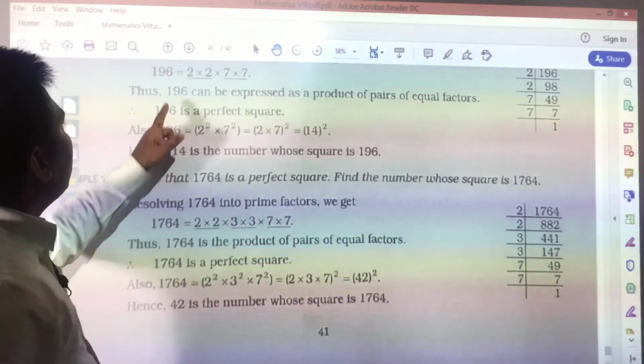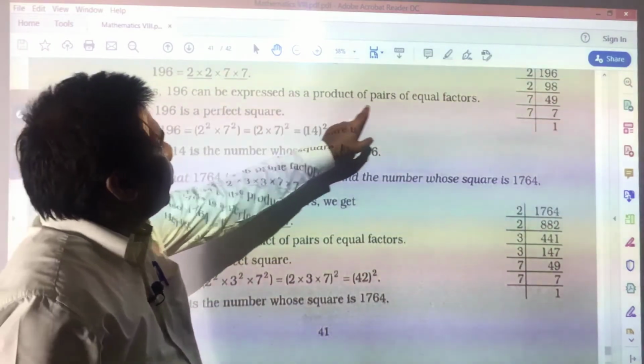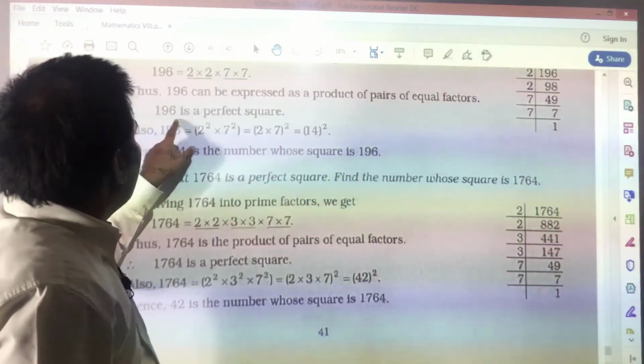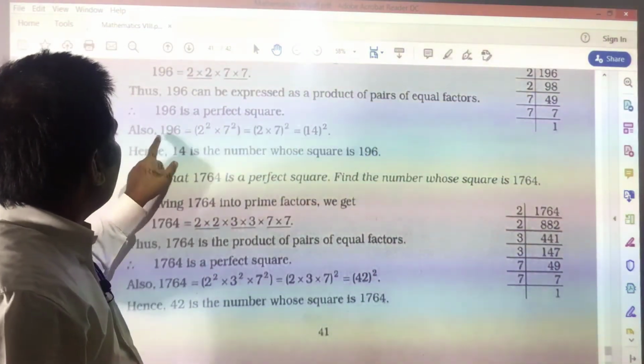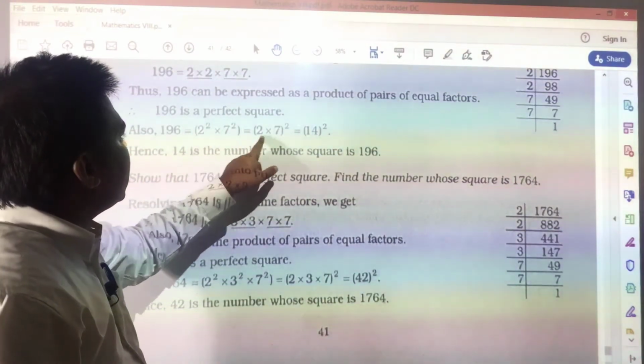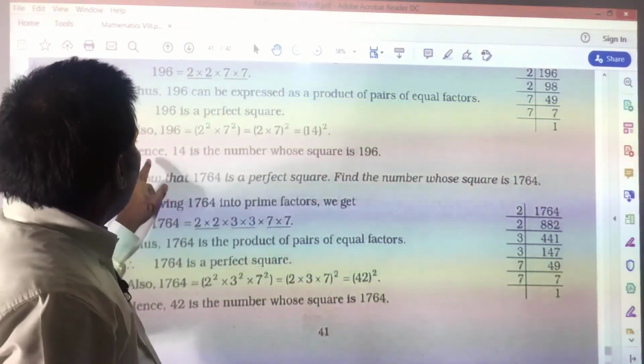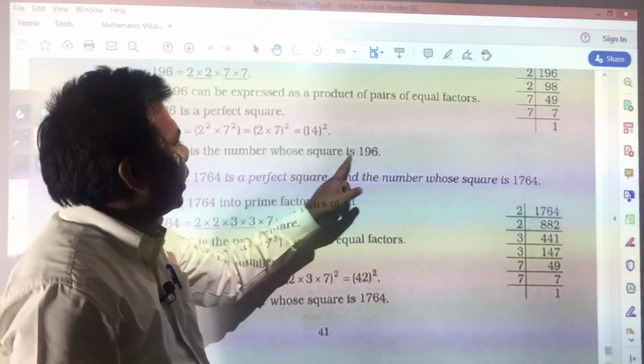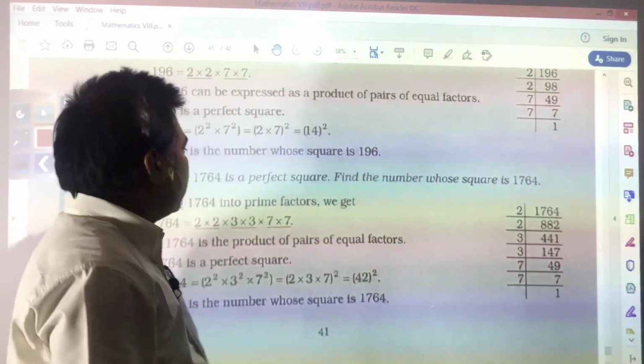Here you see 196 can be expressed as a product of pairs of equal factors, so 196 is a perfect square. Hence, 14 is the number whose square is 196.